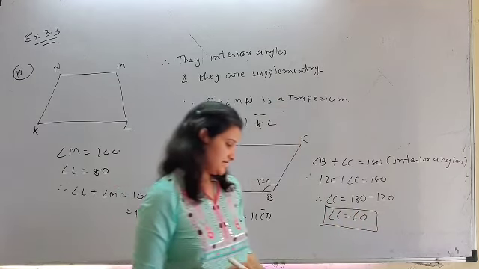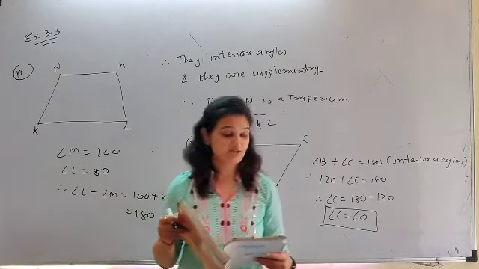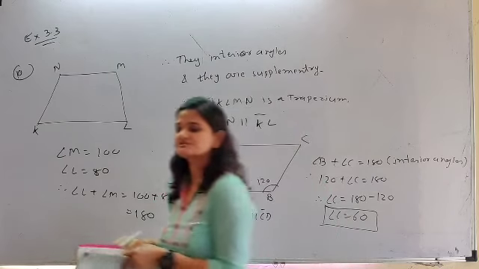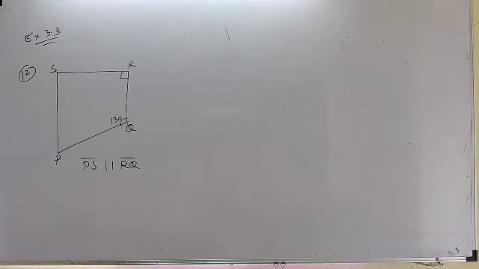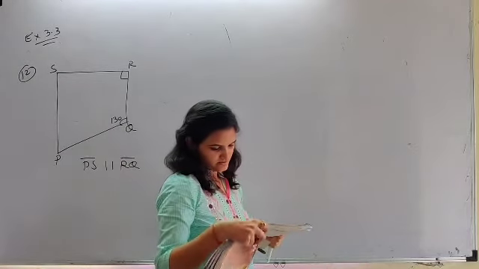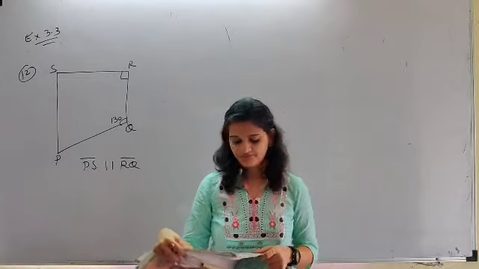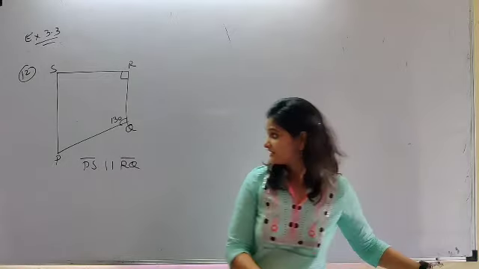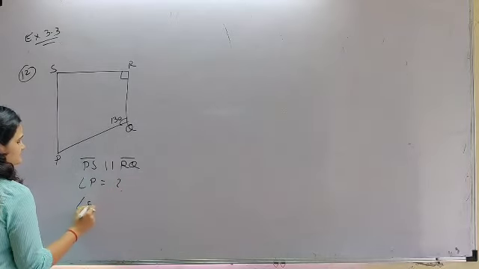Okay. Then question number 12. Find the measure of angle P and S. Right now there is no space on the board. Copy this. Now here, find the measure of angle P and angle S, if SP is parallel to RQ in the figure. So we have to find angle P and angle S.